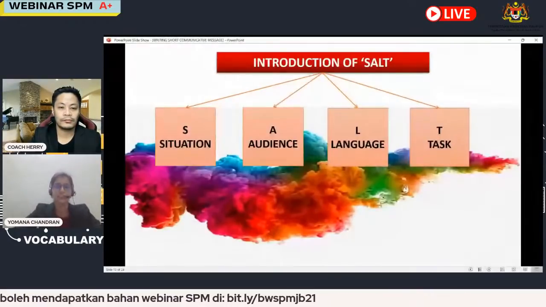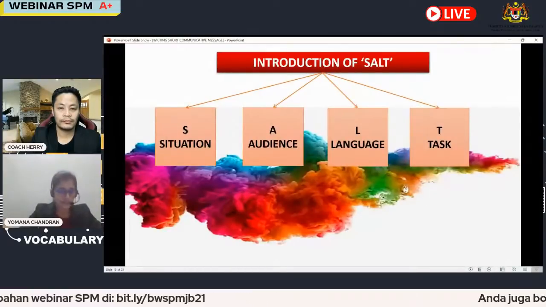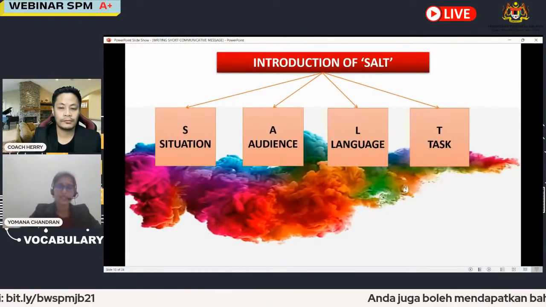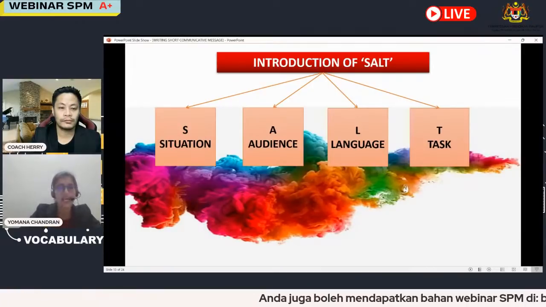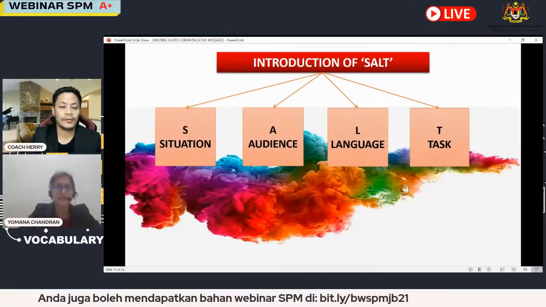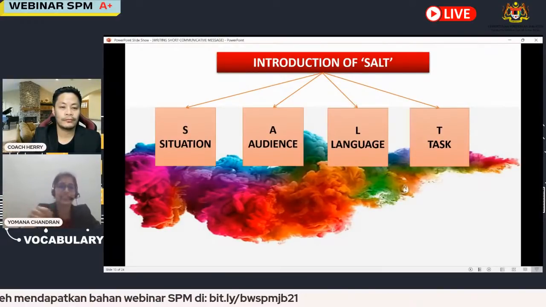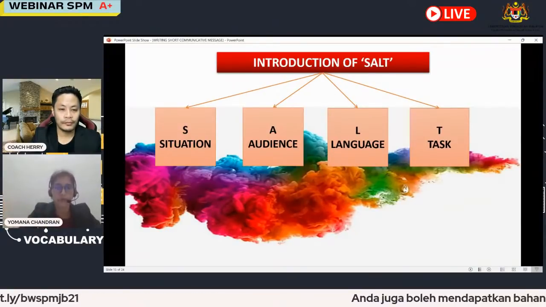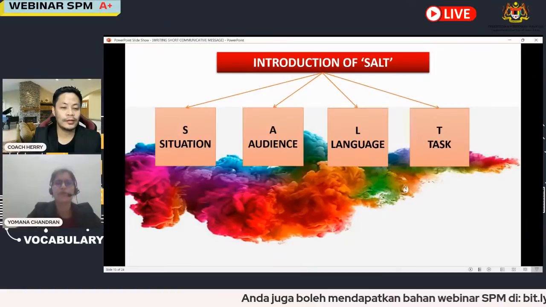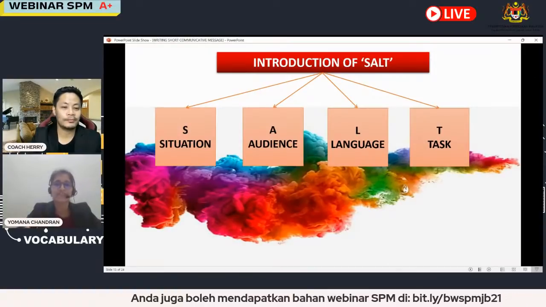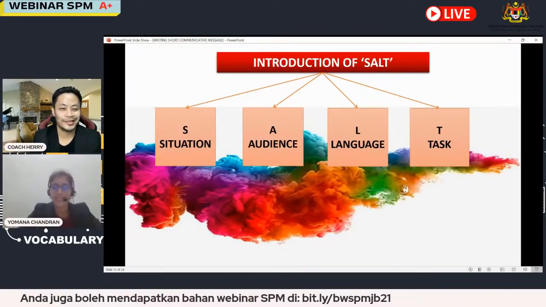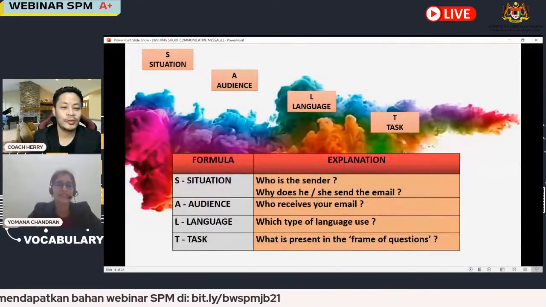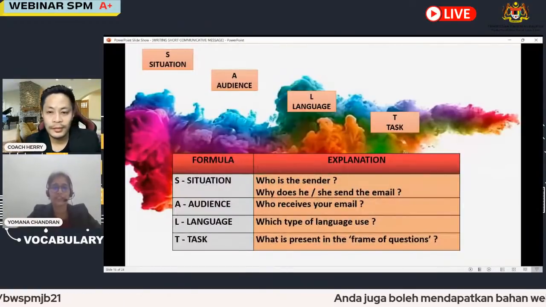So my suggestion to all candidates, once you have received the question booklet, you just open the booklet and then you just list out SALT before reading the question. Because as you read the question, you will start to fill in the information needed for each element present in the formula. Rather than technique, I'm used to calling it a formula. So if I say formula, it means SALT.